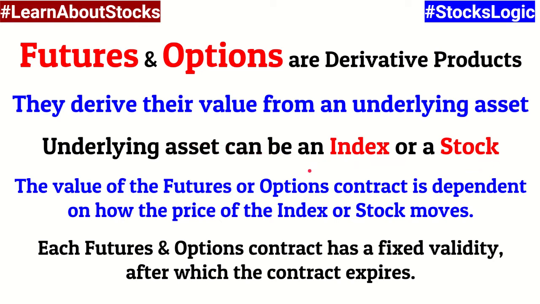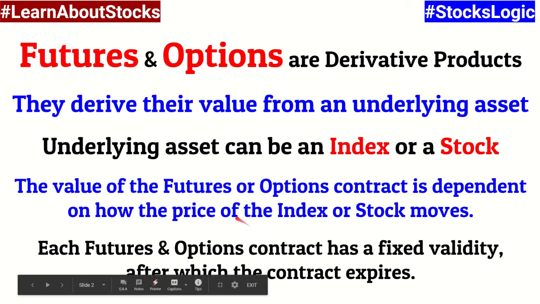The value of these futures and options contracts, the prices that we see being traded on the stock exchanges, are dependent on how the respective index or the respective stock price is moving. Depending on whether they're moving up or down, the value of the futures and options contracts also keeps moving up or down.